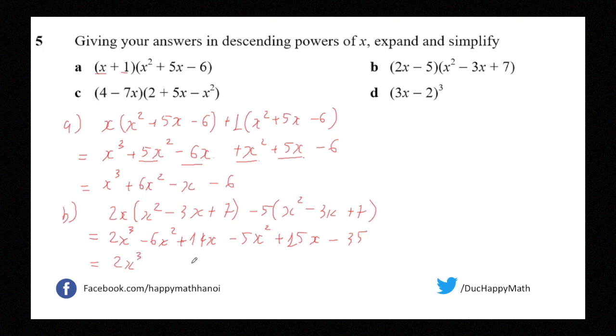First one and the second one, minus 6 minus 5 minus 11x squared plus 29x, because you got the 14 and 15 in here, and the constant number is a minus 35. Yes. Question C and D, you can work by yourself.